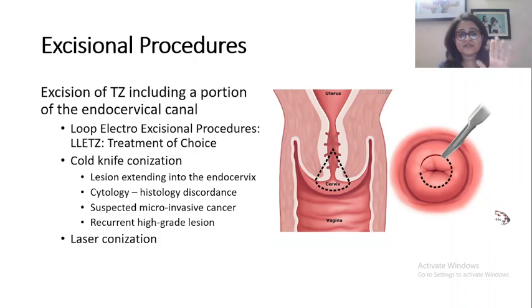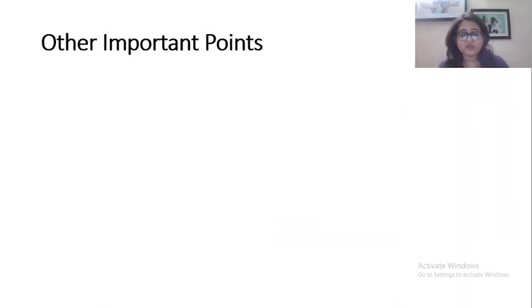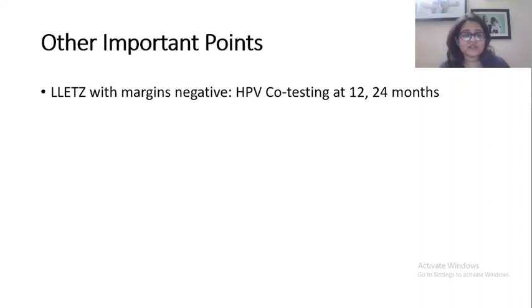Okay, so LETS is the treatment of choice, but cold knife you will do where you have a higher index of suspicion. Now, other few important points to remember. When you remove the transformation zone with LETS, you will send it for histopathology. If the margins are negative, that means you've probably removed everything. But still, you can't leave the patient alone. She has to come back for co-testing at 12 months, 1 year, and at 2 years.